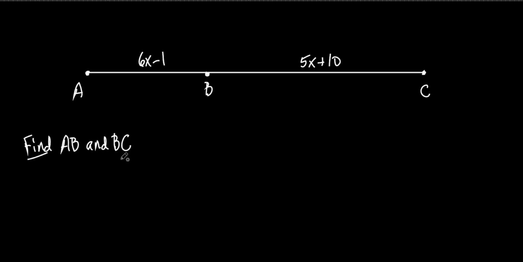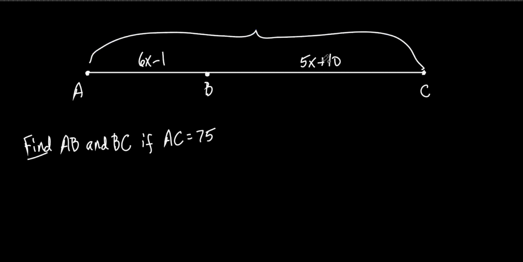It says find AB and find BC. Now, if that's all they told you to do, you wouldn't be able to solve this. You wouldn't be able to find the actual length of that. Why not? Until they tell you this. They tell you that AC is 75. You wouldn't be able to find AB because you don't know what X is. You wouldn't be able to find BC because you don't know what X is. But they do tell you the whole thing.